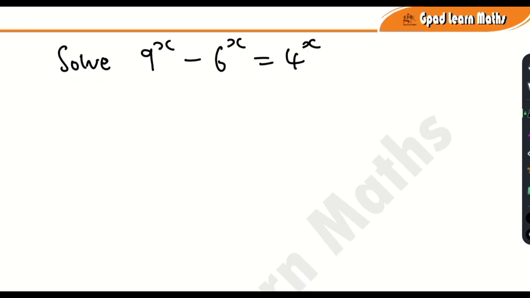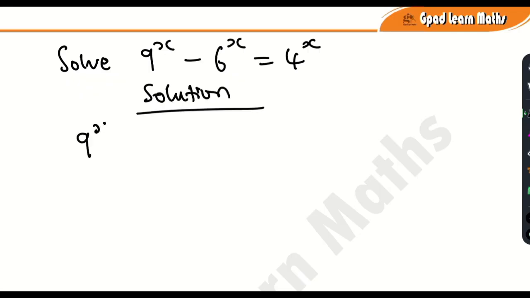There are different ways to get the value of x. We can divide both sides by 9 raised to the power of x, or divide both sides by 6 raised to the power of x, or divide both sides by 4 raised to the power of x. Whatever method you choose, you will definitely get the same answer. In this video, I'm going to be dividing through by 9 raised to the power of x. So let's start off by doing that.